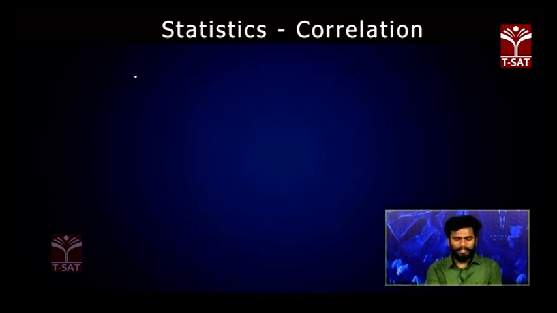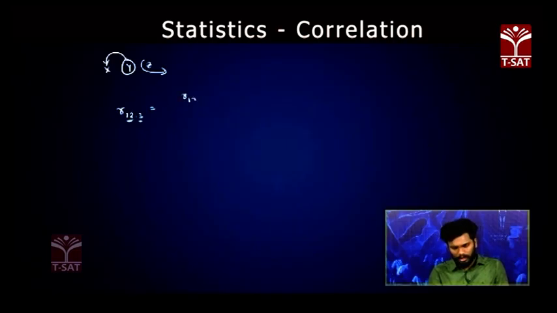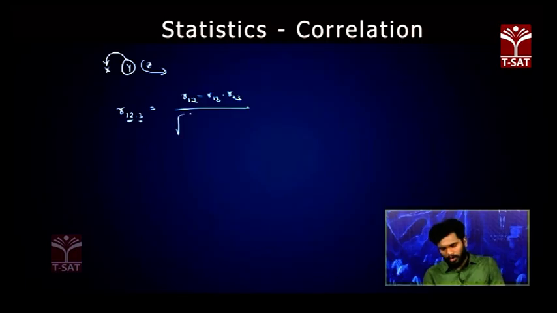We'll see the partial correlation coefficients. With x, y and z, we eliminate the effect of z and find only how y is related to x. We represent that with R12.3. That is, we are eliminating the third variable's effect and finding only the relation between variables 1 and 2. It is given by R12 minus R13 into R23 divided by under root 1 minus R13 square into 1 minus R23 square.